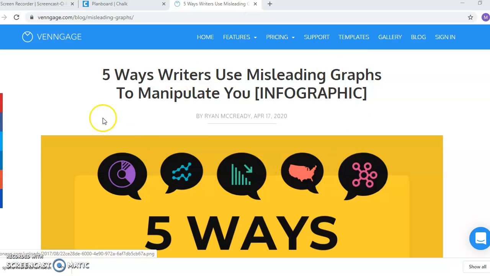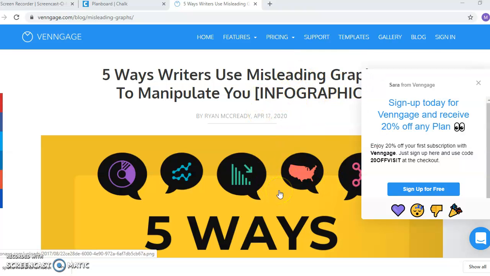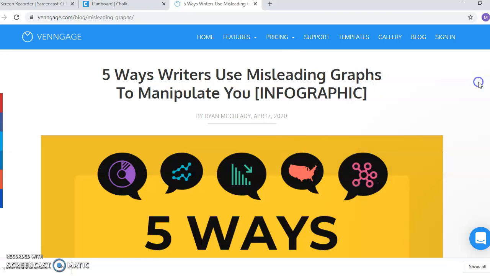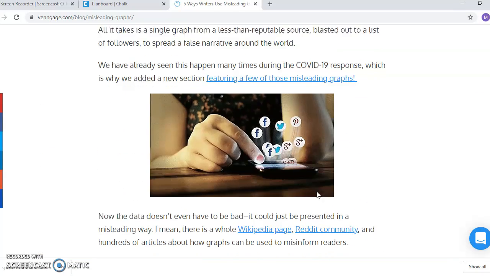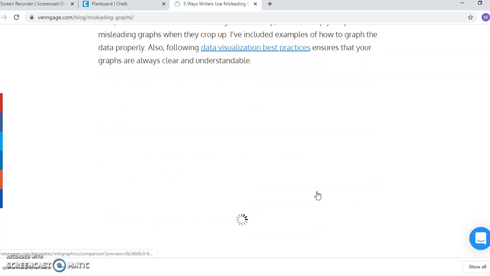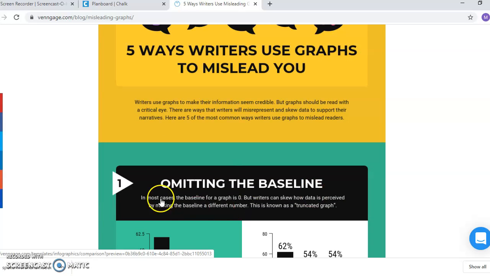So we go to this website, we see that the title says 5 ways writers use misleading graphs to manipulate you. So this is an infographic. Infographics are just visual ways to represent data. So as you scroll through, you see some just numerical information. But as it loads, we also see there is information here about how writers can use graphs to make their information seem credible. So just because something's on a graph, that doesn't mean it's automatically something that we can rely on. It's important that we do that analysis.